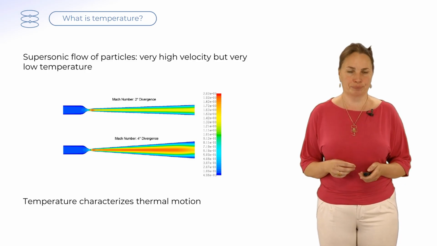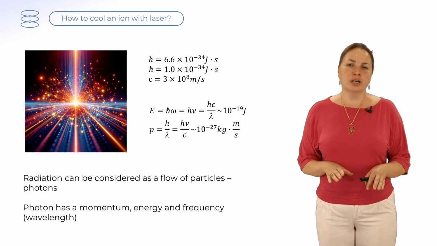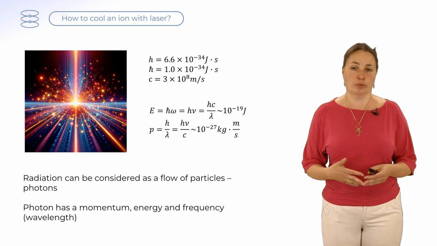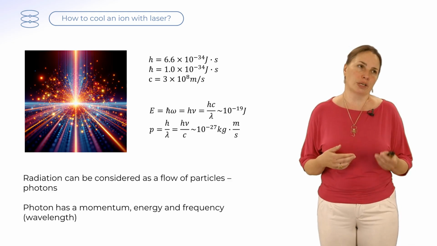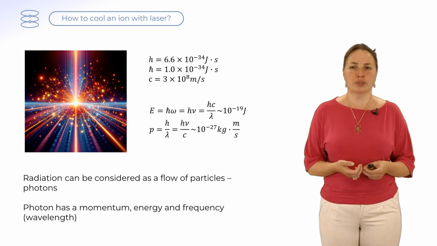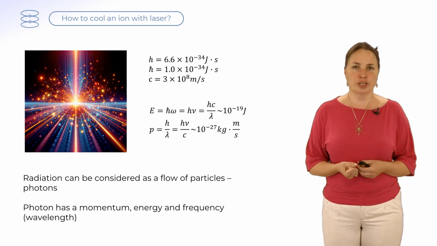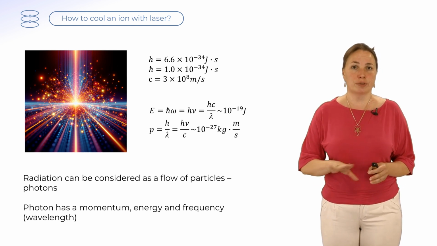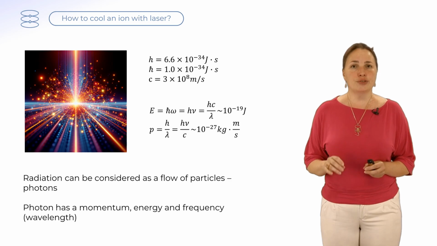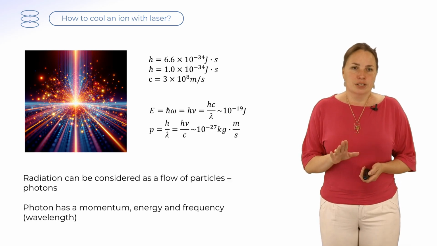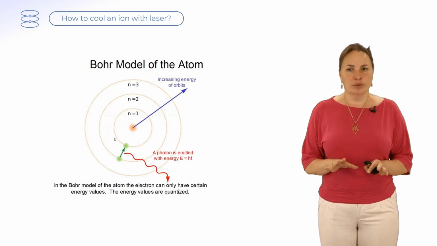I've written down on this slide some constants which we need to understand what we can use when we cool down the ion with a laser. So we need the Planck constant, speed of light, frequency, energy of the particle, and momentum. We can consider radiation as a flow of particles, photons. And each photon has momentum, energy, and frequency or wavelength, which is almost the same. So let's have a look at this.